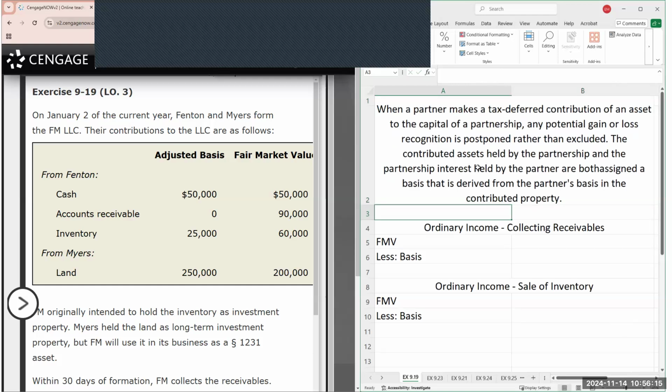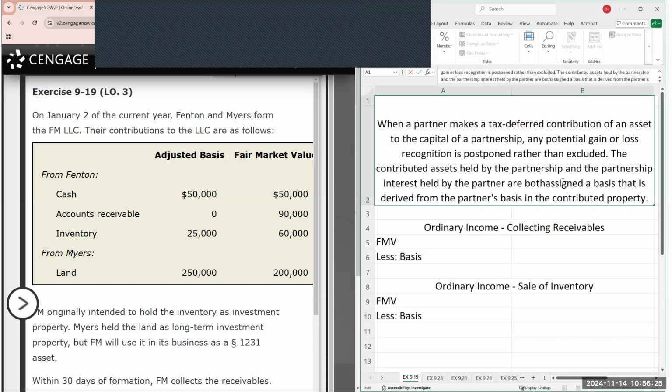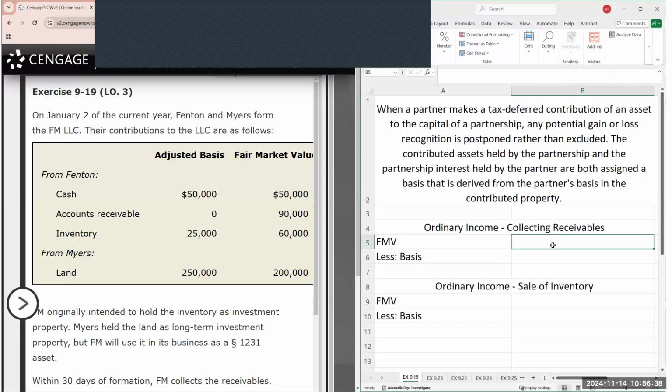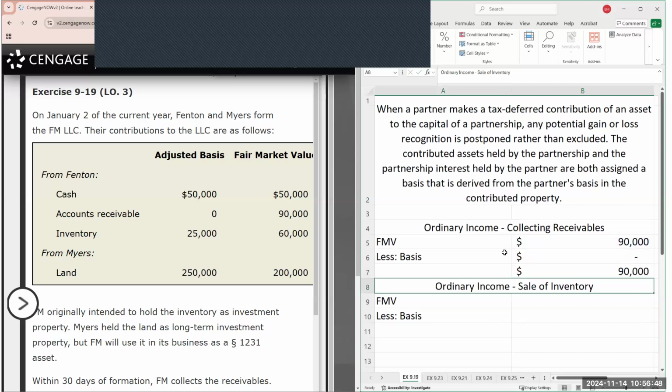The contributed assets held by the partnership and the partnership interests held by the partner, they're both assigned a basis that is going to be derived from the partner's contributed property. So it has what's called a rollover basis. Whatever the basis was from the partner, that's the basis for the partnership. So here in this example, we see for the receivables, the fair market value was 90,000. The basis was 0. So therefore, the realized gain is 90,000 minus 0. So we have a realized gain of 90,000.